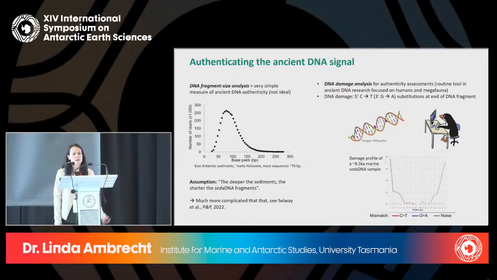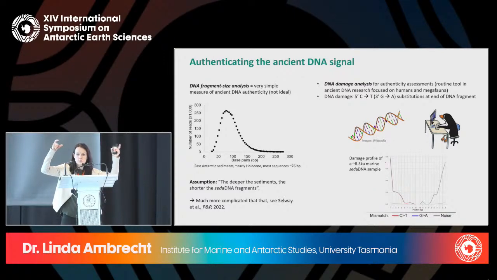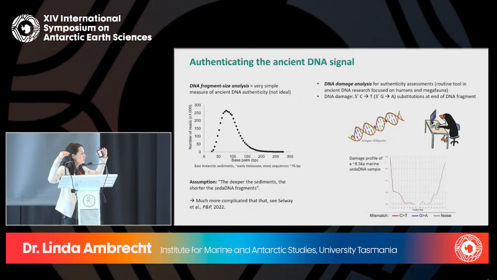A much better way of authenticating ancient DNA is DNA damage analysis. What you're doing here is, you can imagine you've got your DNA fragment. The ends of the DNA fragments are exposed to the environment, and so they're quite vulnerable. There are chemical modifications happening over time, substitutions in the bases of the DNA.